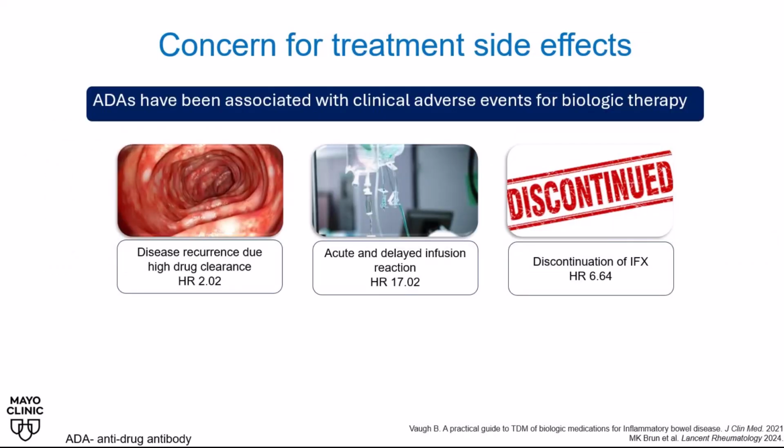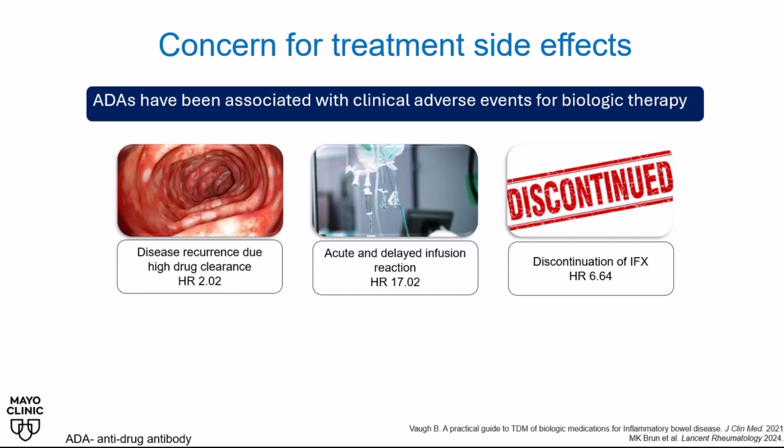And then when else would you use therapeutic drug monitoring? How about if you have a concern for treatment side effects? The patient swears they get this infusion, they feel terrible after they get the infusion. Well, we know that anti-drug antibodies have been associated with clinical adverse events in biologic therapy, like lupus-like reaction. We know that antibodies are associated with drug clearance. So if you don't know what their level is and you don't know what their antibodies are and they have a level of 0 and now they're relapsing in front of you, we do know that this is where proactive drug monitoring can be helpful.